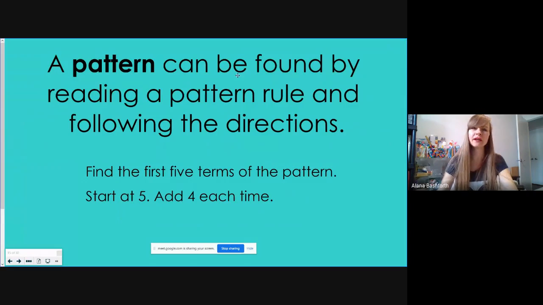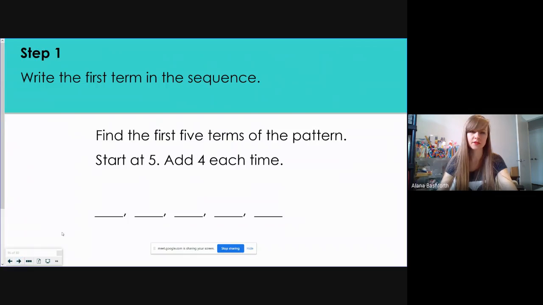So a pattern can be found by reading a pattern rule and following the directions. Pretty simple. So we're going to use this example down here. It says, find the first 5 terms of the pattern. Start at 5, add 4 each time. So step 1, we're going to write the first term in the sequence. So start at 5. That is our first term. Start at, and then the number. So start at 5, we will write a 5 right here.